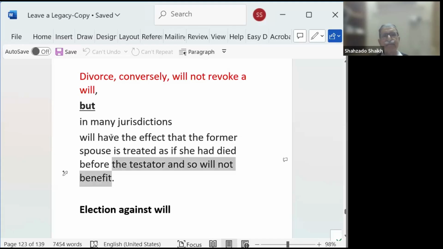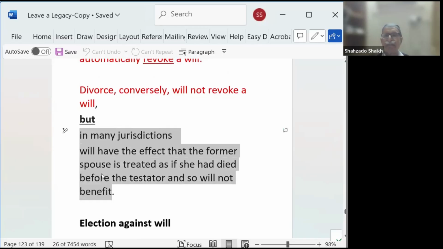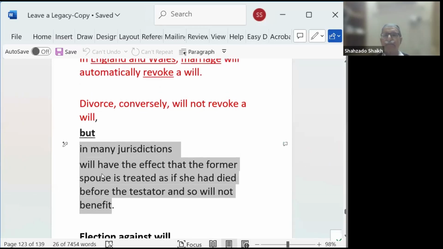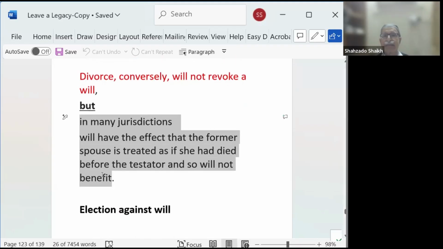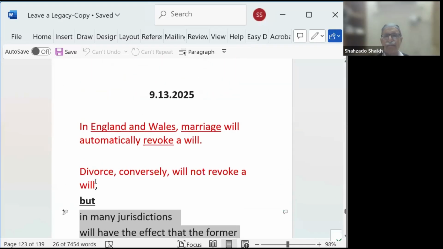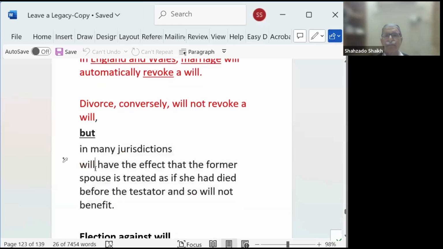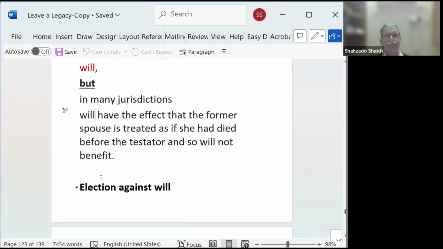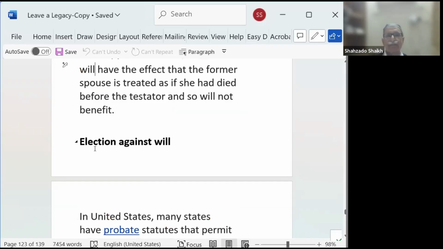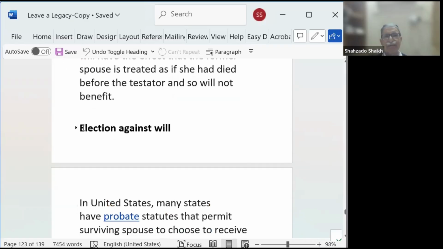In some jurisdictions, it will not benefit. But in some jurisdictions, even if the divorce takes place, if the will is made during marriage and the divorce has taken place afterwards, the will takes effect. That divorcee wife or husband will get the benefit which was recorded in the will. So these are not ordinary points. These are very important points. One must understand these points. This is also very important, which we are going to discuss now.